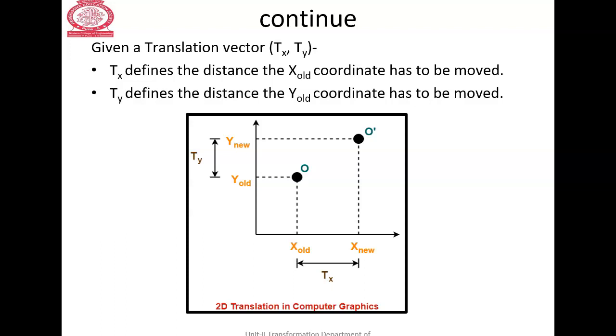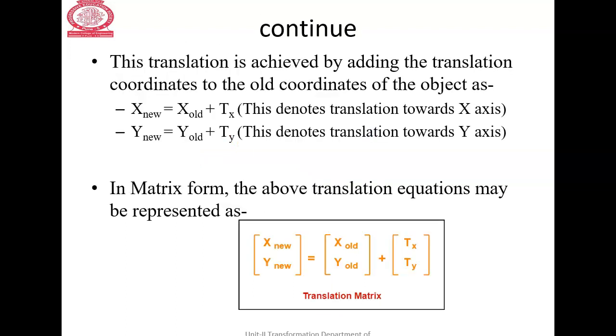So, given a translation vector tx and ty, tx defines the distance the x old coordinate has to be moved, and ty defines the distance the y old coordinate has to be moved. If you see the diagram, x old and y old is specified with the point, and as we want to translate that black point by tx and ty, we'll have to add tx to x old to get x new, whereas you'll have to add ty to y old to get y new. So this is how the translation can be performed. This translation is achieved by adding the translation coordinates only. This is what I have explained right now.